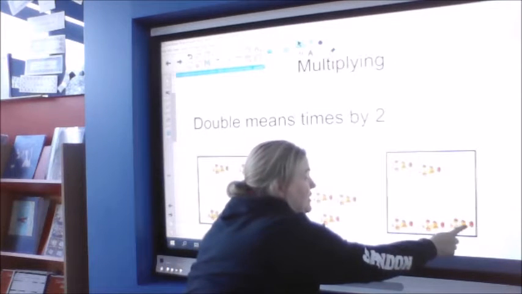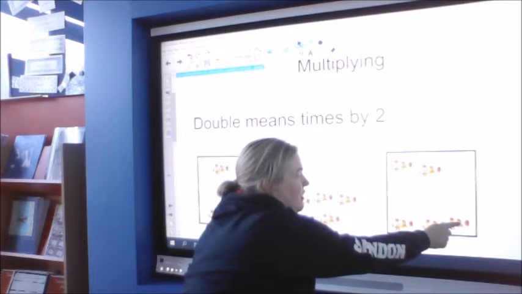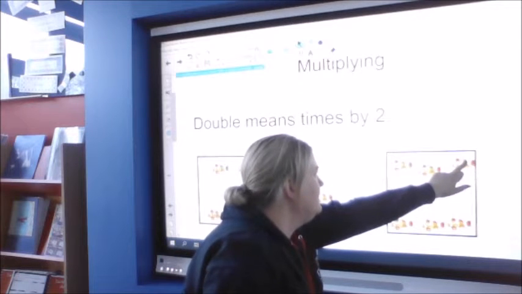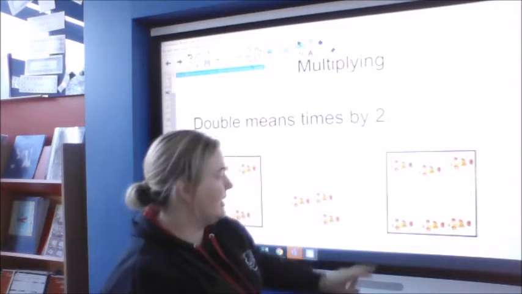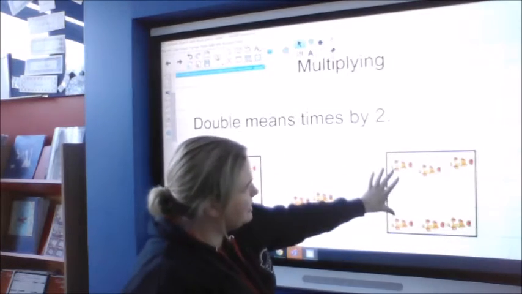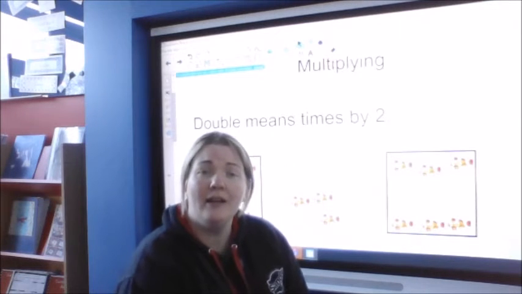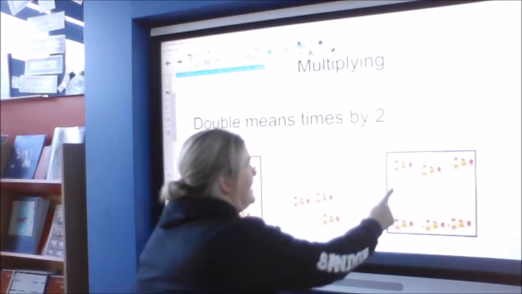If we had 2 fish down here, then I'd put 2 at the top. But I have got 3 fish down here. So to double 3, I need to bring 3 fish up at the top, don't I? So 3 and 3. You can do it this way. 2, 4, 6. So we know that double 3 is 6.